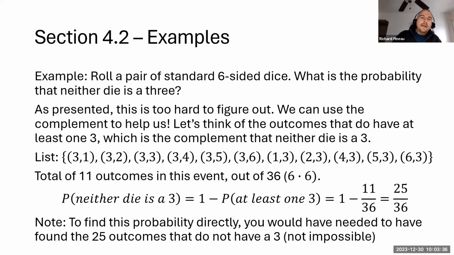Now, if you were doing this directly, you would have to figure out that there are 25 outcomes that do not have a 3. And again, it is not impossible. It would require you to use either the chart method or listing the outcomes out in some sort of exhaustive list. And if we had more sides to the die, that might actually be a little bit harder to do.